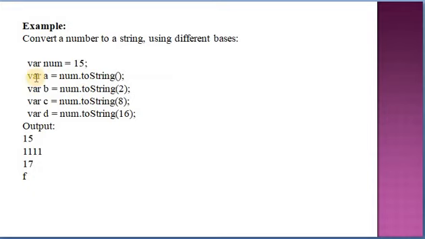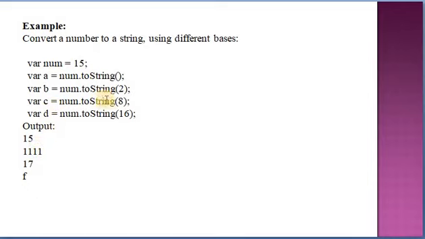Suppose a is equal to num.toString, it returns 15 because the number is 15. Suppose b is num.toString, where we can pass a radix. Here I am not passing any base, so it returns 15. Suppose here I am passing 2, it returns 1111.